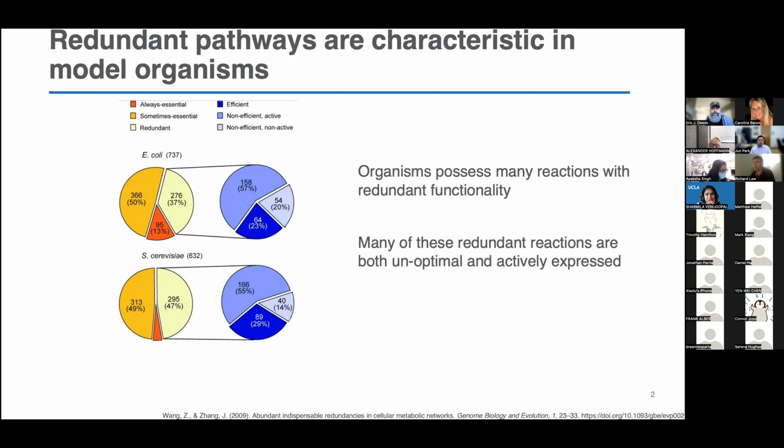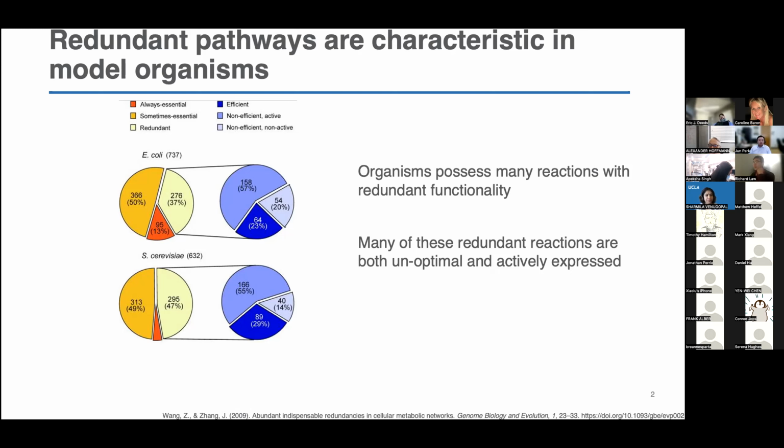I'm just showing a model that previous researchers have built on E. coli metabolic models and Baker's yeast metabolic models. For example, in the case of E. coli, up to around 37%, at least in this model, of metabolic pathways and cellular metabolic networks are considered to be redundant inside the system. And among those redundant pathways, some are deemed non-efficient or unoptimal in terms of their operation or expression, but they're still actively utilized in different parts of cellular metabolism.